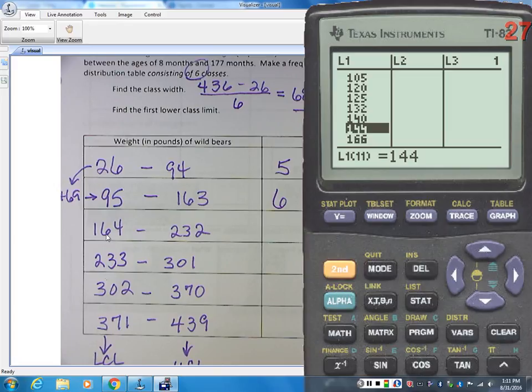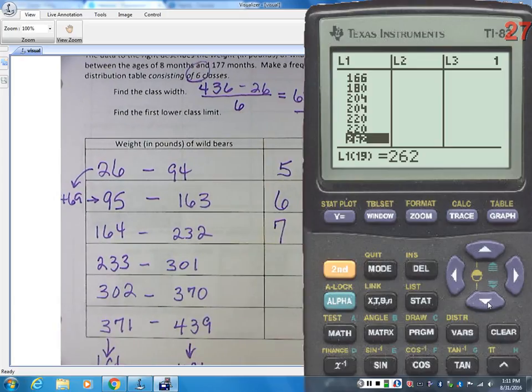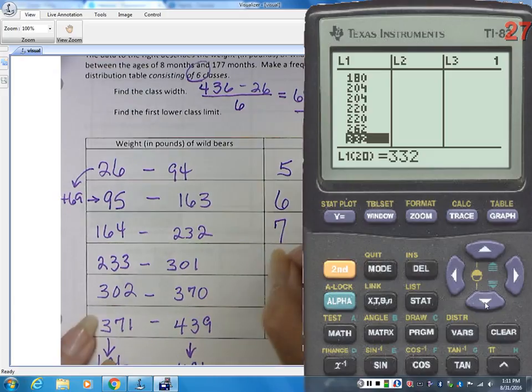We're going to go from 164 to 232. So 1, 2, 3, 4, 5, 6, 7, and we stop. And then we start again at 233 and we count 262 and go 1. And 332 is too big to go in that class, so there's only 1 in this class.